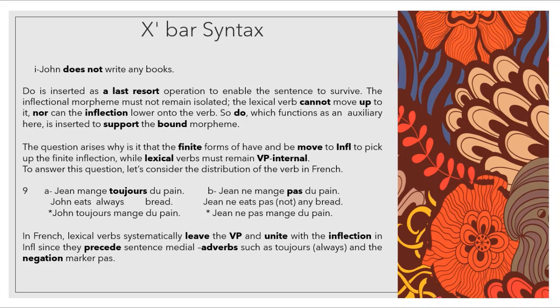So the question arises, why is it that the finite forms of have and be move to I to pick up the finite inflection, while lexical verbs must remain VP internal.